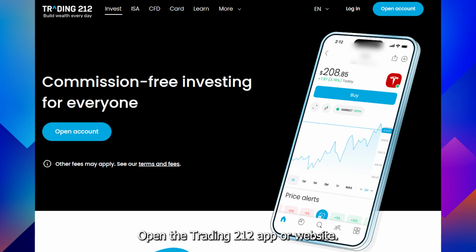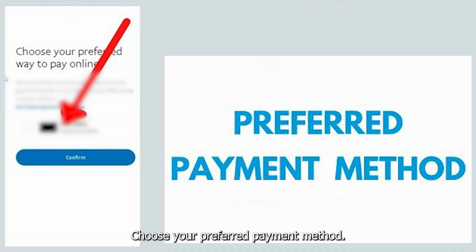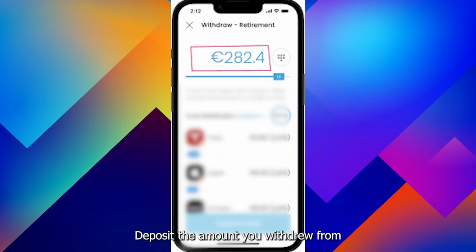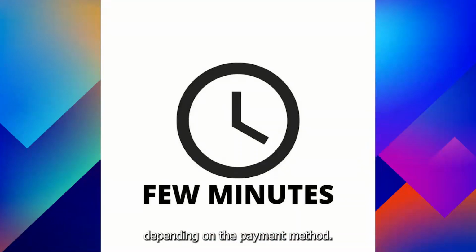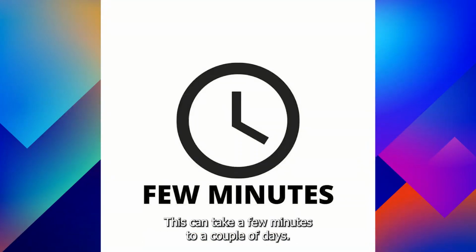Open the Trading 212 app or website. Choose your preferred payment method. Deposit the amount you withdrew from Freetrade into your Trading 212 account. Depending on the payment method, this can take a few minutes to a couple of days.